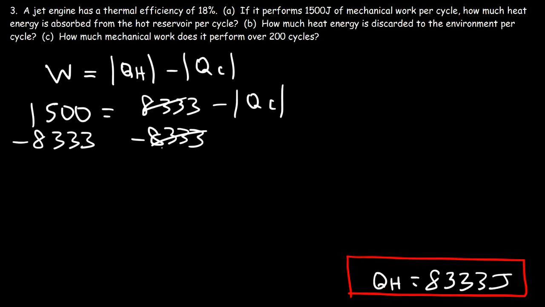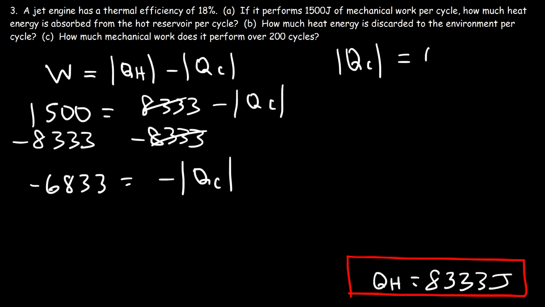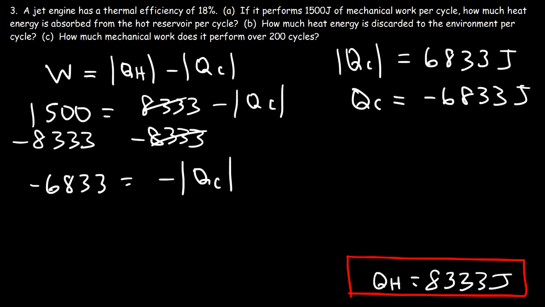So 1500 minus 8333, that's negative 6,833. So we can see that the absolute value of QC is 6,833 joules. So that's how much heat energy is discarded to the environment. Now, if you want the actual value of QC, keep in mind that it's really negative. Because the heat engine or the jet engine releases that heat, that's an exothermic process. And anytime the system releases heat energy, that process is negative for Q.